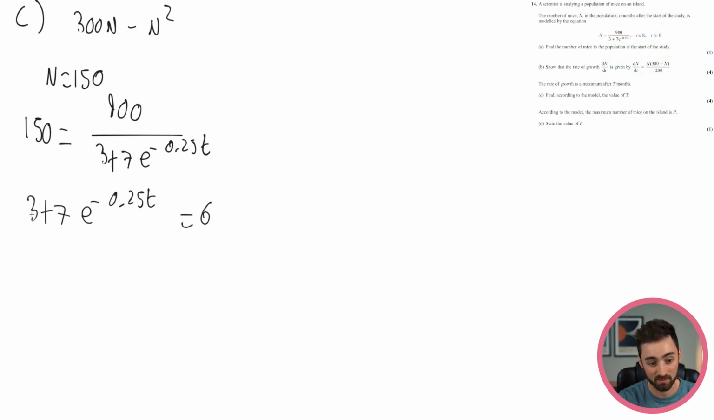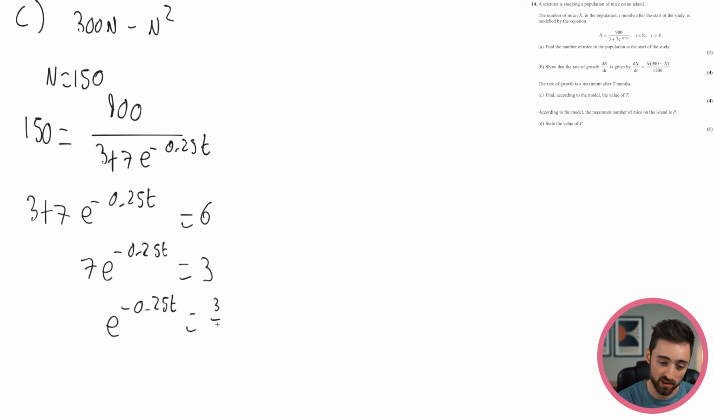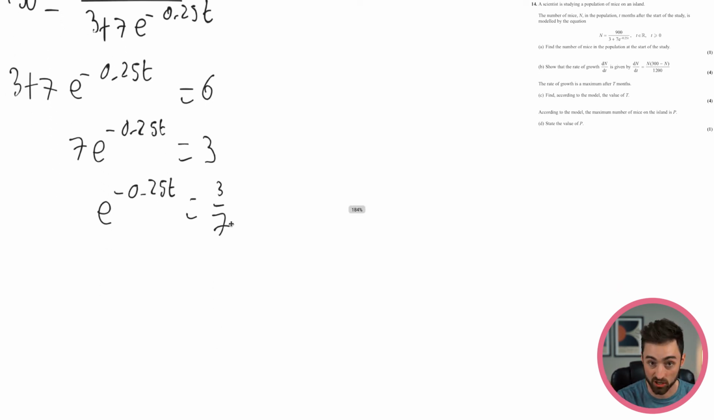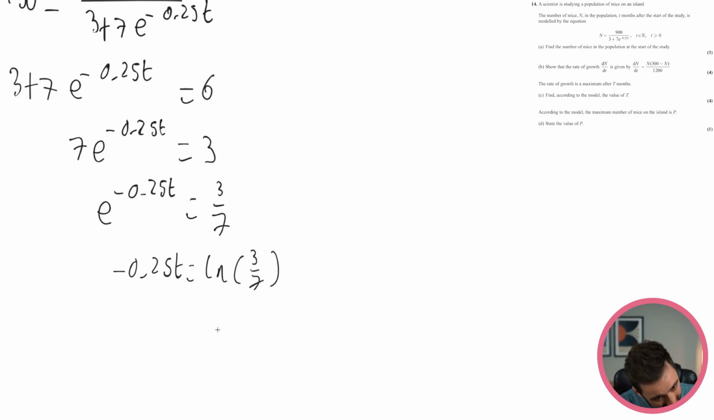So now we're not too bad. I'm going to take this 3 away. So 7e to the minus 0.25t equals 6 take away 3, apologies, which is 3. Then divide by the 7. So e to the minus 0.25t equals 3 over 7. At this point, I can do a ln, because that's the inverse of e. So that's going to be minus 0.25t equals ln of 3 over 7. We're getting there because t is now going to equal minus 1 over 0.25 ln of 3 over 7.